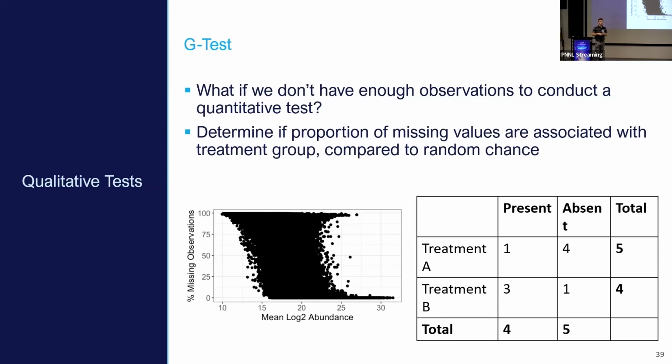Now that we've talked about those quantitative tests and what we do when we are looking at perhaps the difference between mean log abundances between different groups of samples, we can also dive into the qualitative tests, which are for when we don't have enough observations to conduct a quantitative one. So we could determine if the proportion of missing values associated with each treatment group is different compared to random chance. So if we look here, we might have treatment A, which has 1 present value and 4 absent. And we might want to know, is this ratio statistically different from that of treatment B, which has 3 present and 1 absent?